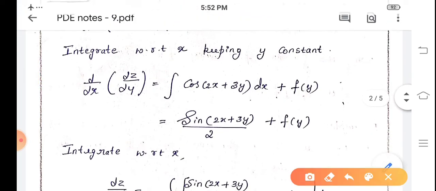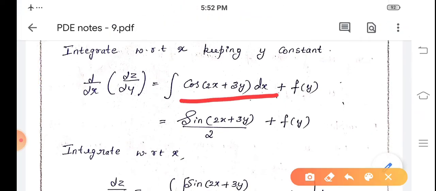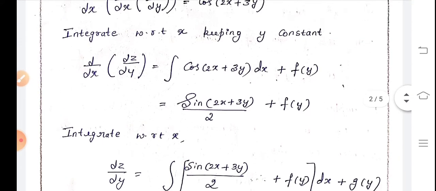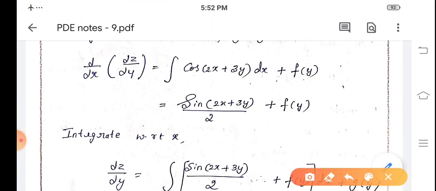On integration, cos(2x + 3y) is sin(2x + 3y) divided by the derivative of 2x, that is 2, and the y term is treated as constant. So it is sin(2x + 3y) divided by 2 plus f(y). In the next step, again we integrate with respect to x. So when we integrate with respect to x, we can write ∂z/∂y.